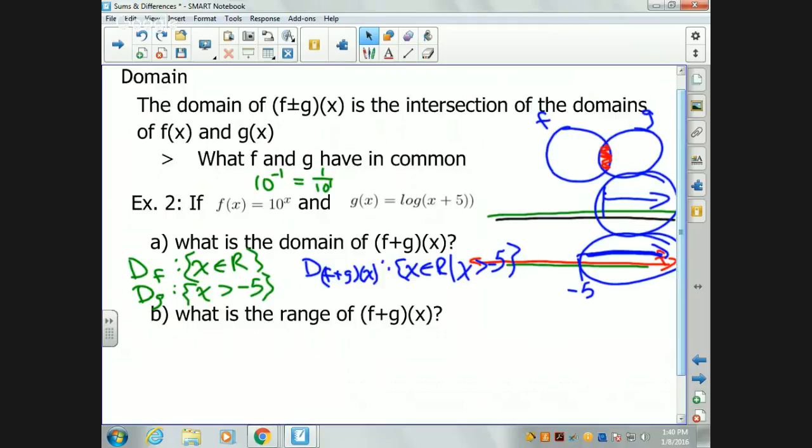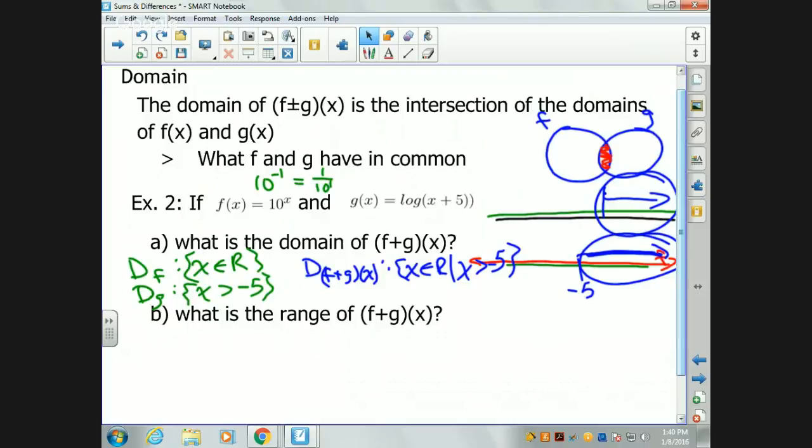Is that okay? The idea of the overlap, whatever they have in common. In this case, whatever they had in common was just the domain of g, but there could be some restrictions on the domain of f and the restrictions on the domain of g, which would actually cause a further reduction in the values that you had available.